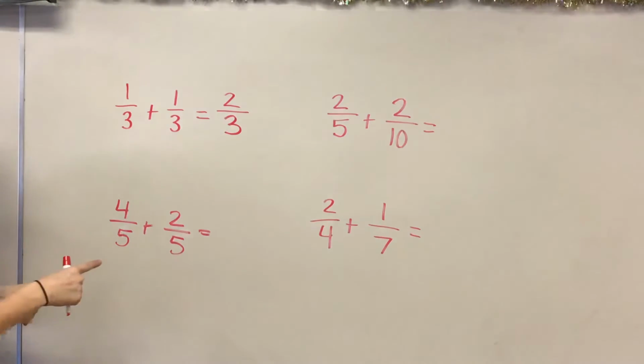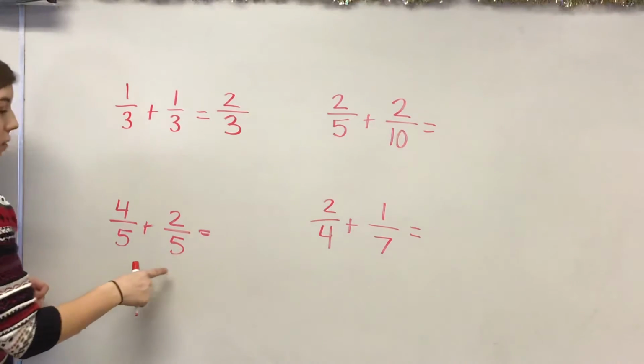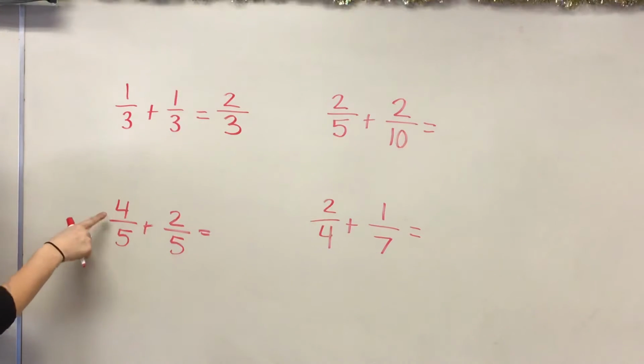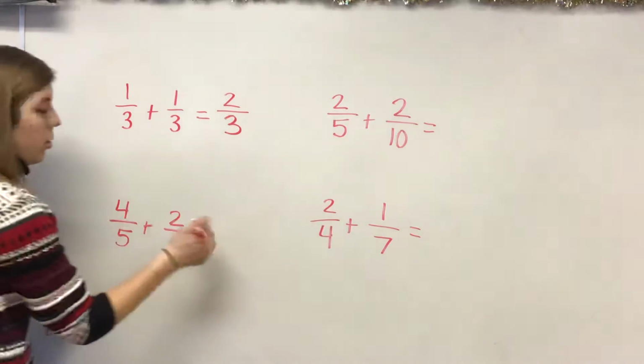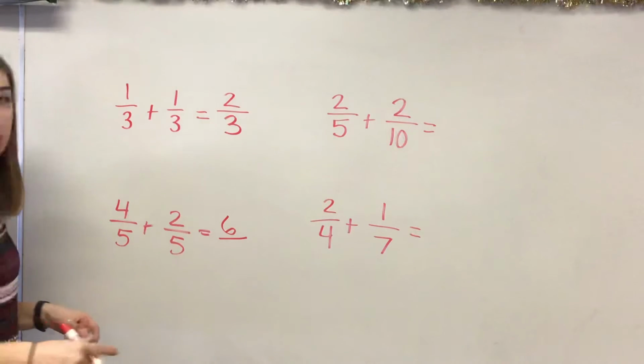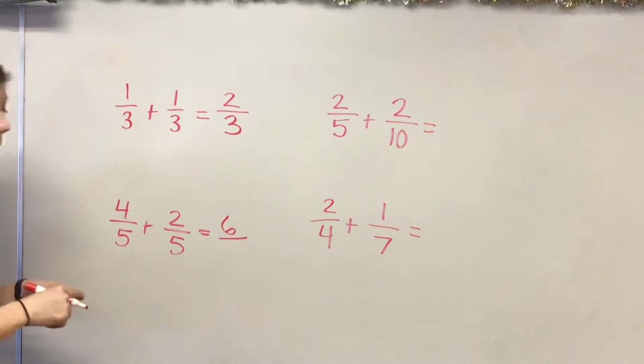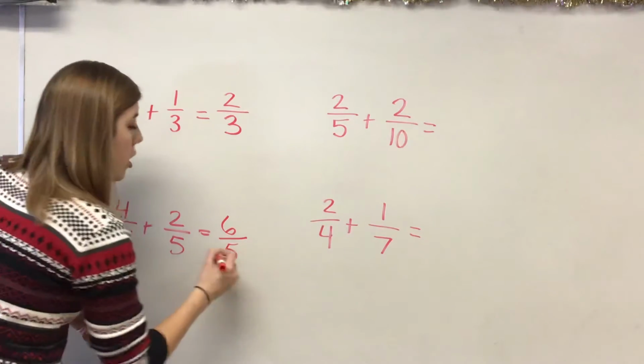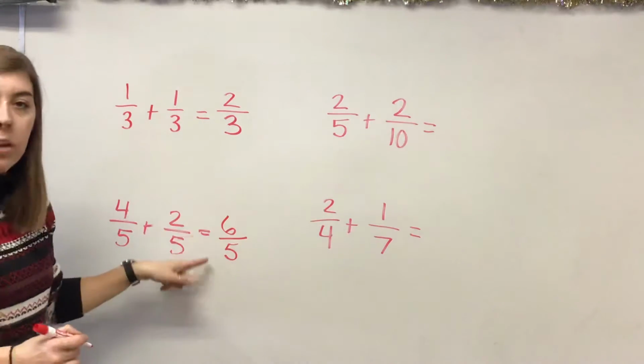Let's look at another one like that. 4/5 plus 2/5. I'm going to add just the numerators, that top number. 4 plus 2 is 6, and my denominator stays the same. The pieces are still in fifth size pieces. You might notice this one has a numerator that's bigger than a denominator.